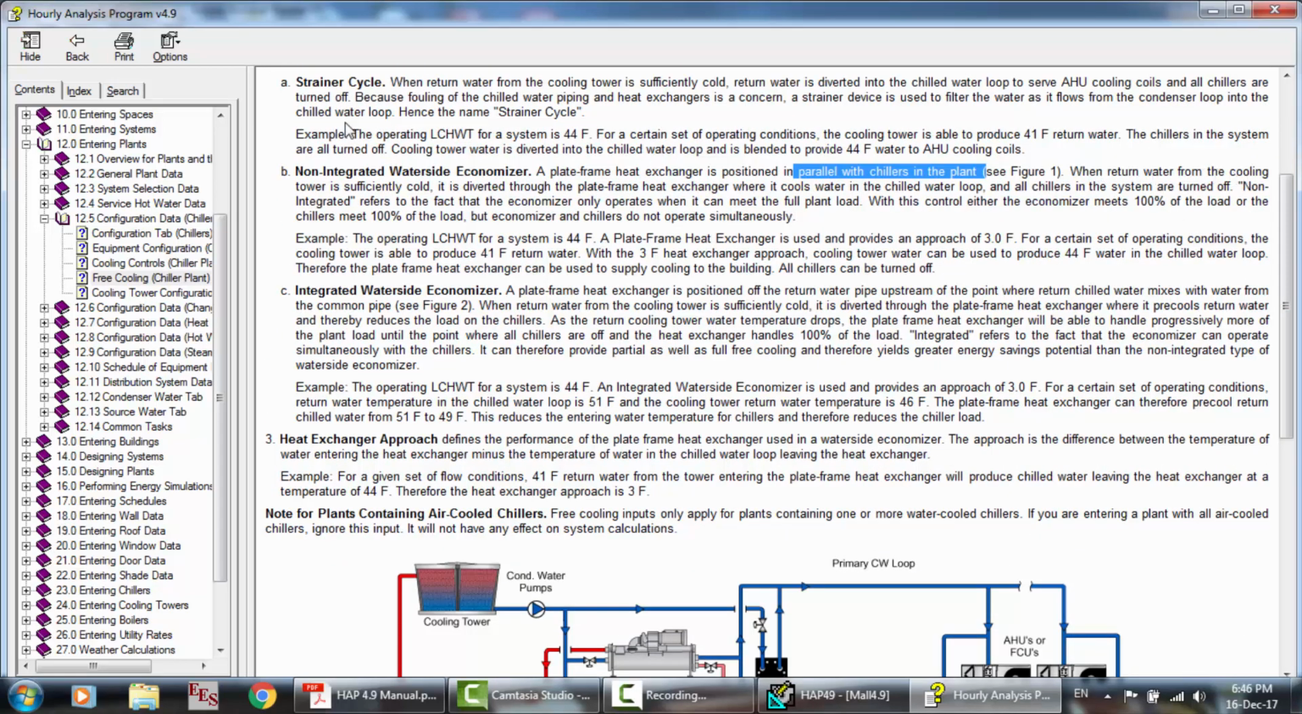When return water from the cooling tower is sufficiently cold, it is diverted through the plate frame heat exchanger where it cools water in the chilled water loop, and all chillers in the system are turned off. Non-integrated refers to the fact that the economizer only operates when it can meet the full plant load. With this control, either the economizer meets 100% of the load or the chillers meet 100% of the load. But the economizer and chillers do not operate simultaneously.